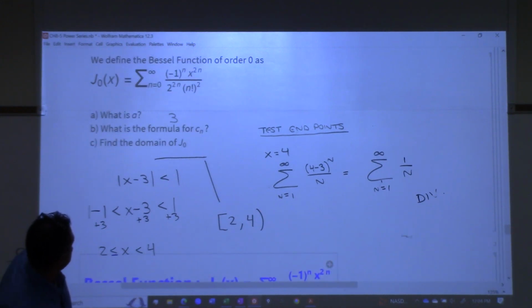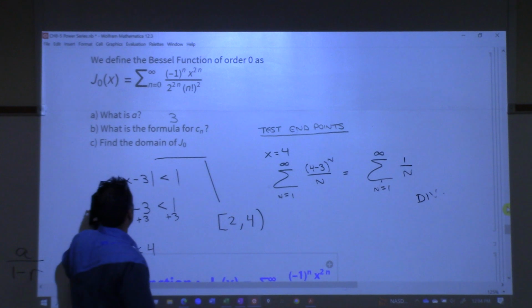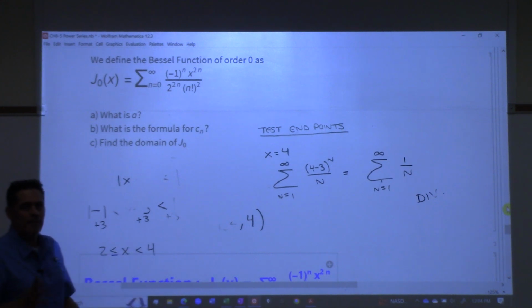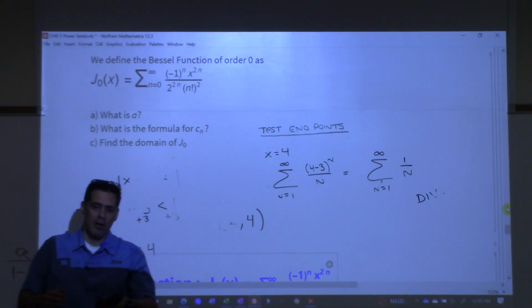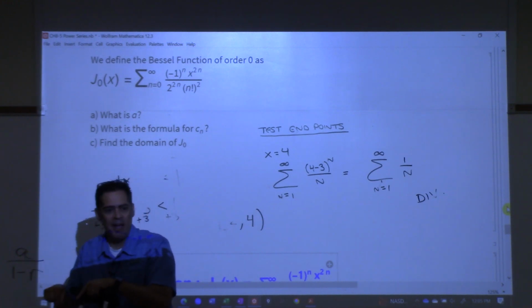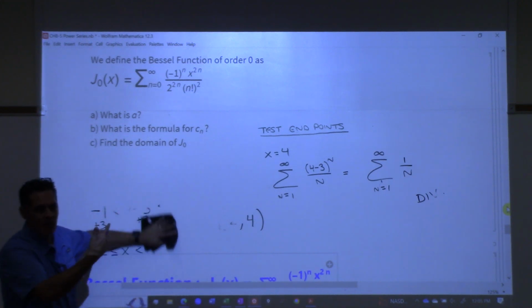pretty famous function. I told you that e to the x has a power series. Pretty much every function you've ever learned has a power series. But there are other functions that are just power series that we don't have a function for. When you look at the power series for e to the x, you say, oh, that's e to the x. There are some power series that when we look at them, we don't have something that we call, oh, that's sine x. This is an example of one of those. It's only defined as its power series.